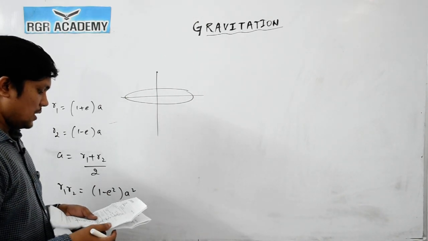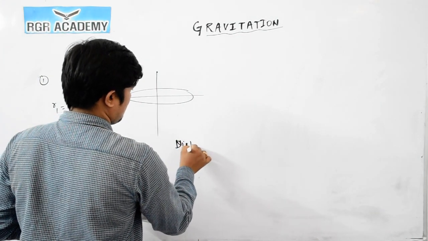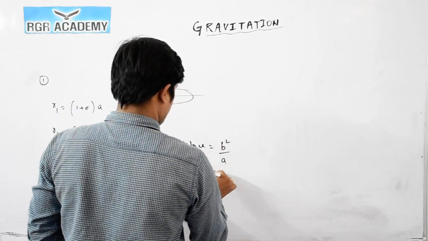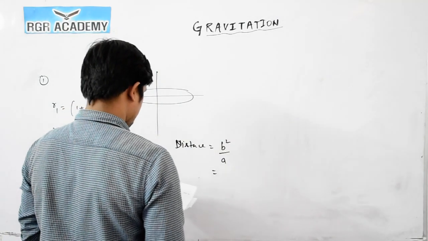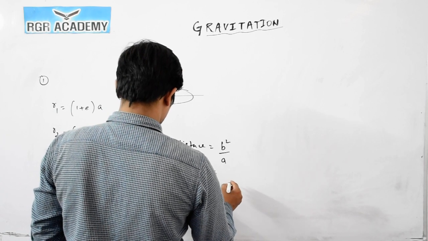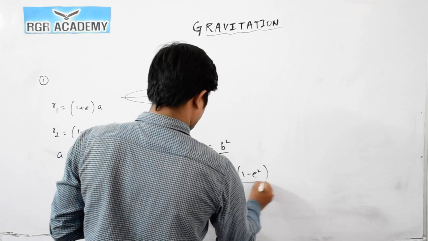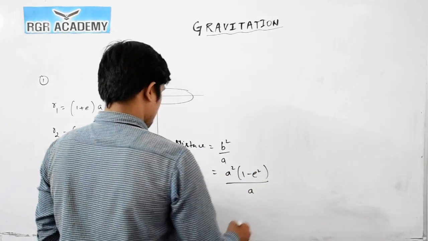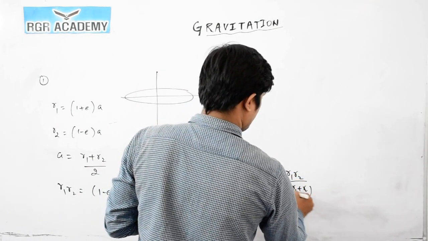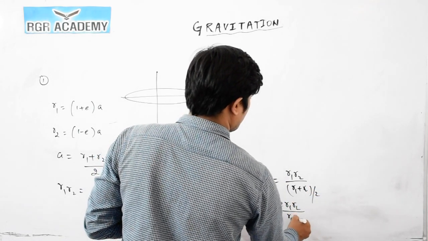Okay. So they are asking the distance. So distance we can write down as, distance is given by b square by a. So b is the semi minor axis, b square will be equal to a square (1 minus e square), divided by a. Okay. It will be equal to R1 into R2 divided by (R1 plus R2) by 2. So the answer is 2 R1 R2 divided by R1 plus R2.